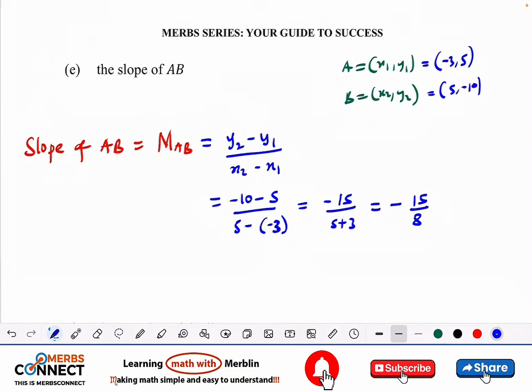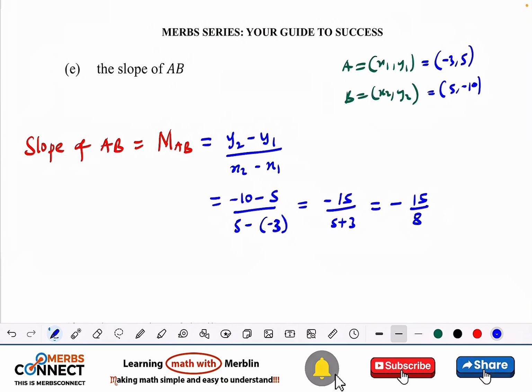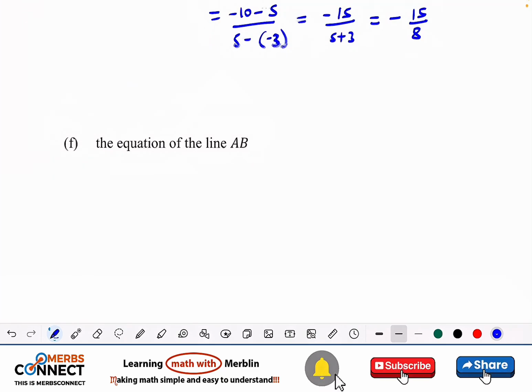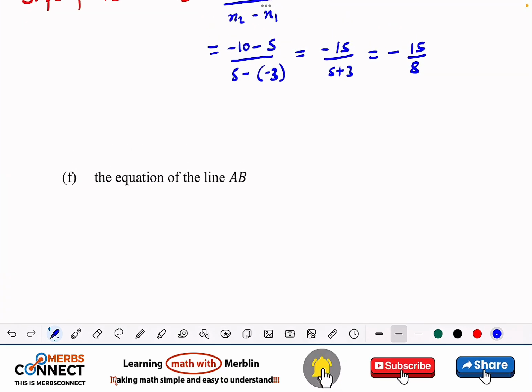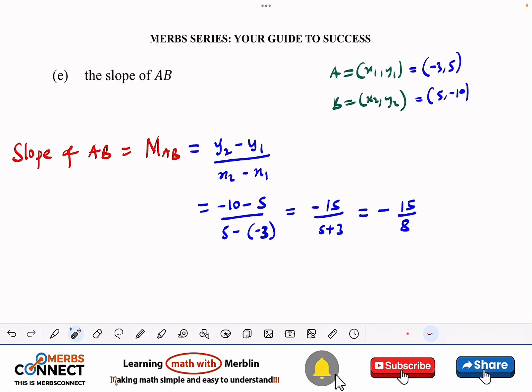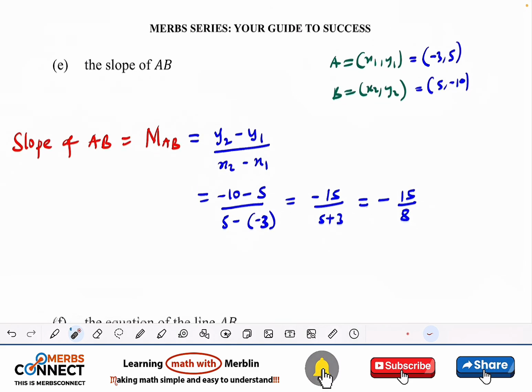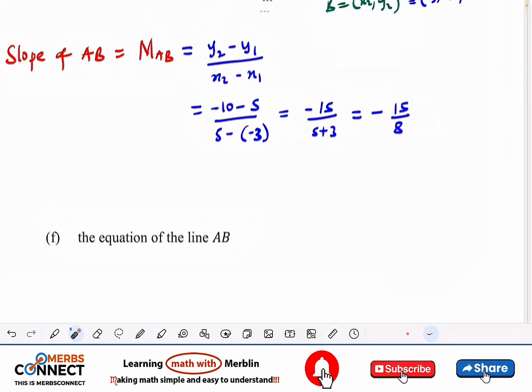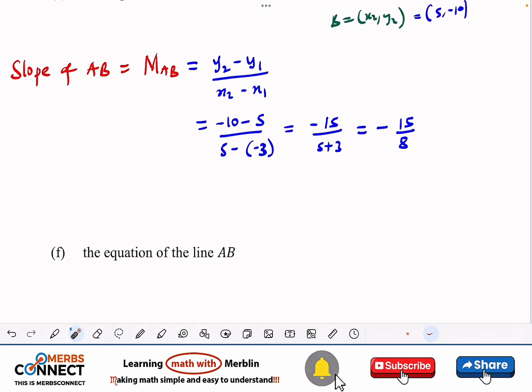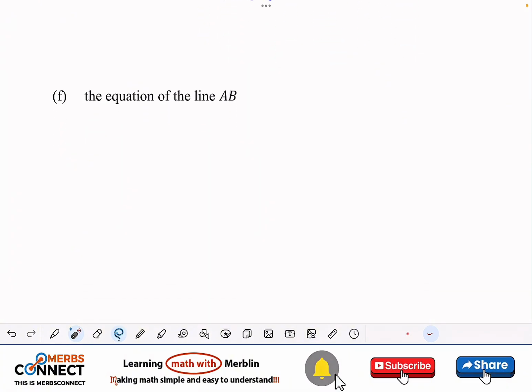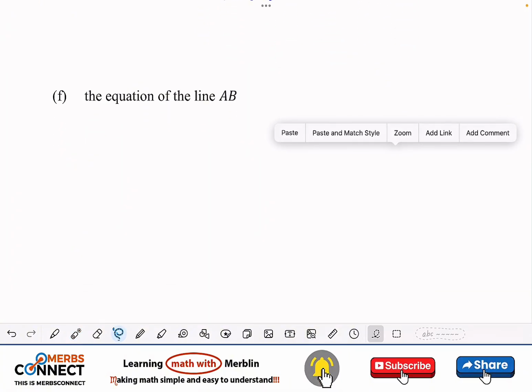So this is the slope, right? We are done with finding the slope. Let's look at F. Find the equation of the line. As I said in the previous video, if you get the slope wrong, then the equation of the line too will be wrong, right? Good. So what can we do with the equation of the line? Let me drop my point again.